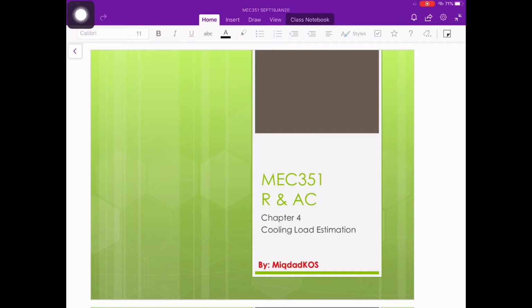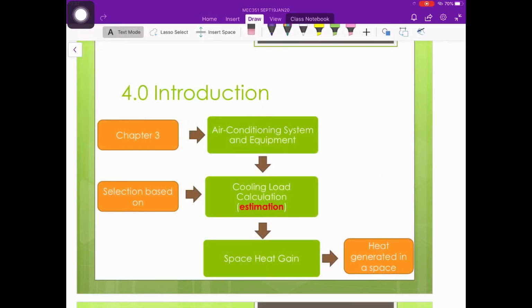Chapter 4, Cooling Load Estimation. Previously, in Chapter 3, we already discussed the air conditioning system and equipment. The knowledge that we get from Chapter 3 is actually going to be used during the system selection. This selection is going to be based on cooling load calculation, or sometimes we refer to it as cooling load estimation.